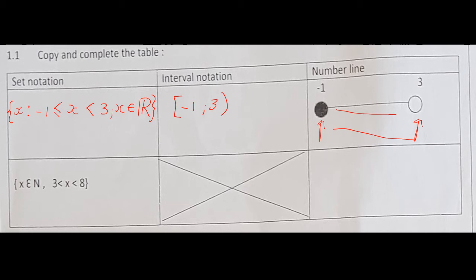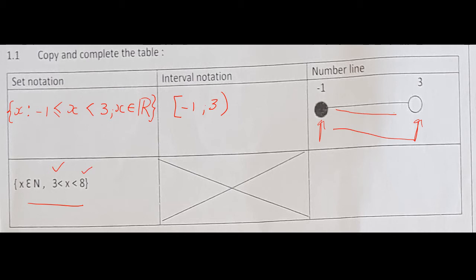Okay, for the last box here, we need to draw the number line. Now we look at the information in the first box here, right? So we have x is an element of natural numbers. So natural numbers are numbers that start from 1 and go 2, 3, 4, 5 onwards. So we will start with those numbers, right? They are giving us the number 3, which is not included, and they are giving the number 8, which is not included because there is no equals to there.